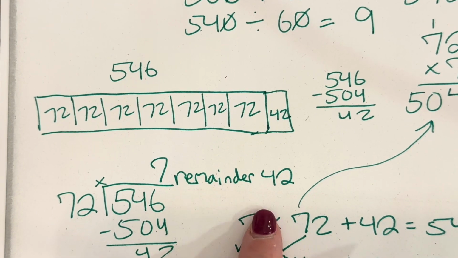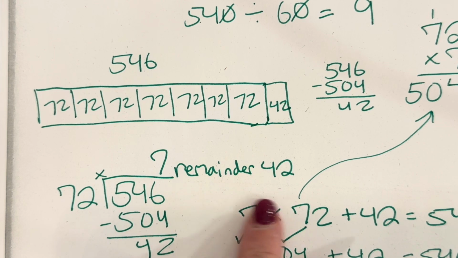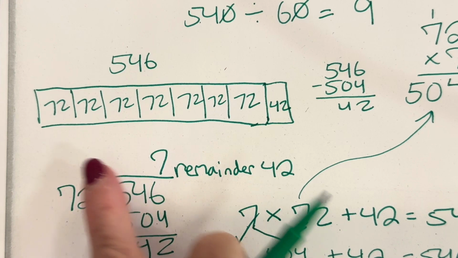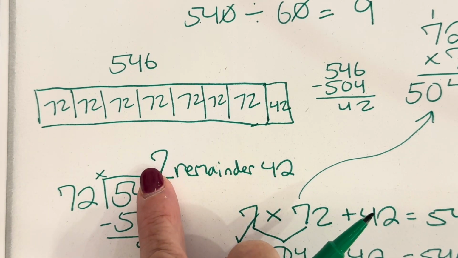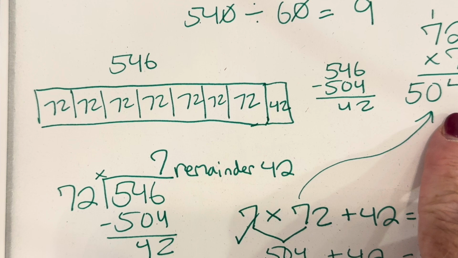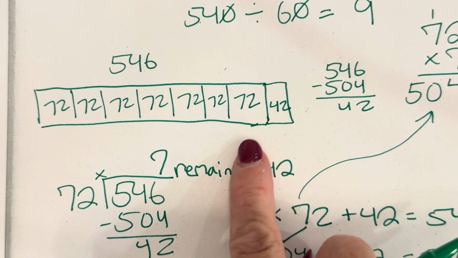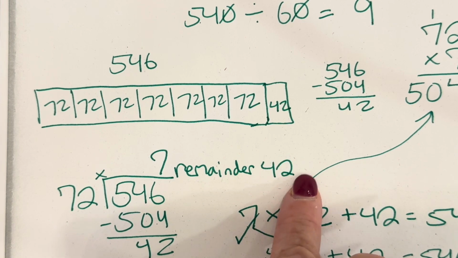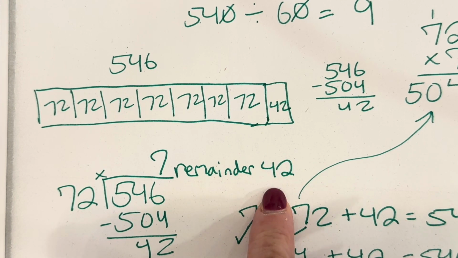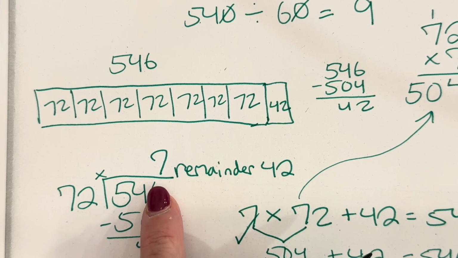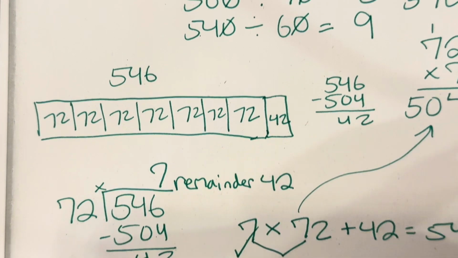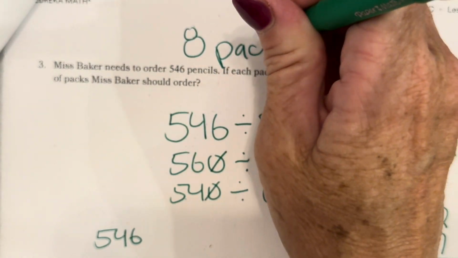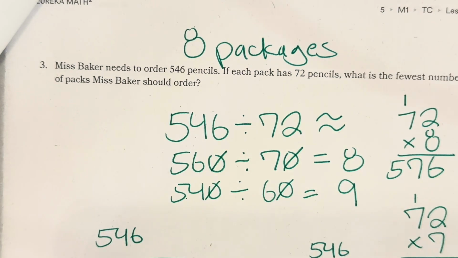When it says remainder here of 42, it means for this story problem, she's going to be left short with 42. Because after she buys the 7 packs of pencils, she's only going to have 504 of them. So the remainder here is saying how many she's going to be left short or how many she's missing for this story problem. So buying 7 packs would not be enough for her. So Miss Baker actually for this story problem needs to buy 8 packages. That would be the answer for this story problem.